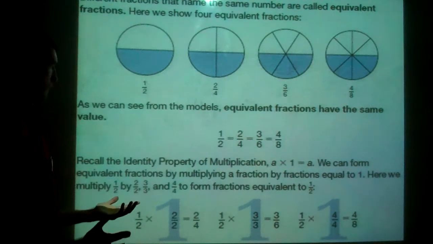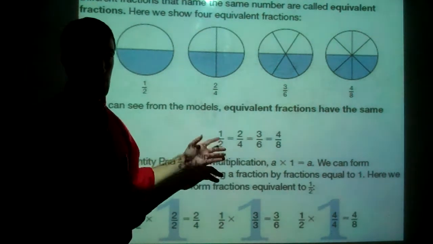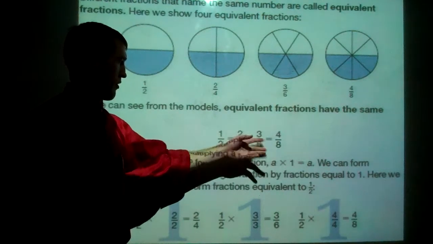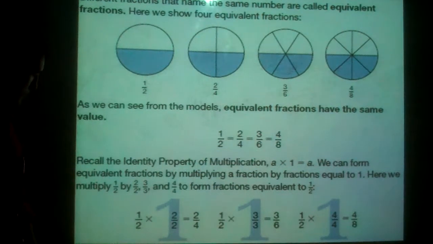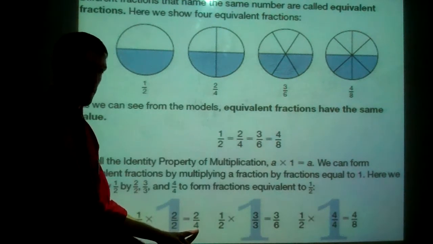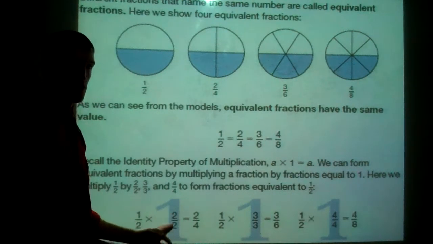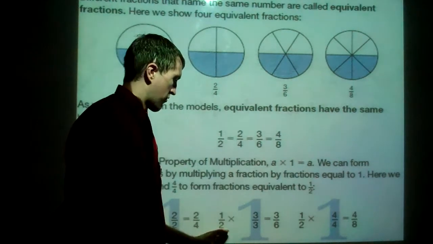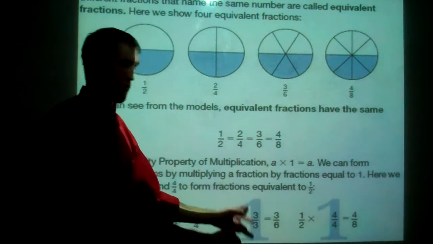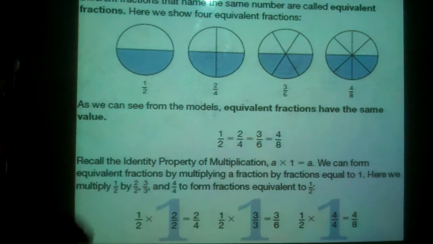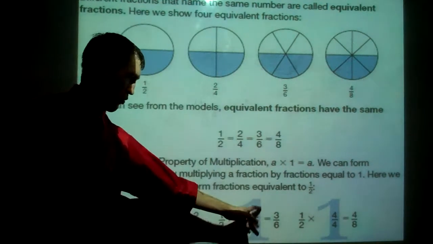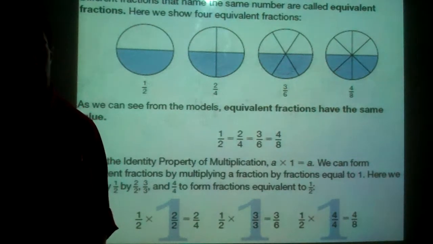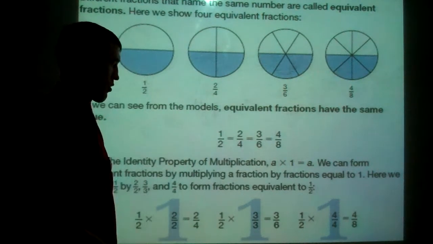Now, in order to get from 1/2 to say 2/4, 3/6, 4/8, it all depends on what we multiply by. To get from 1/2 to 2/4, we multiply by 2/2. 1/2 to 3/6, we multiply by 3/3. Notice that we've got a 1 shaded here and a 1 shaded here. 2/2 is 1, 3/3 is 1, 4/4 is 1.